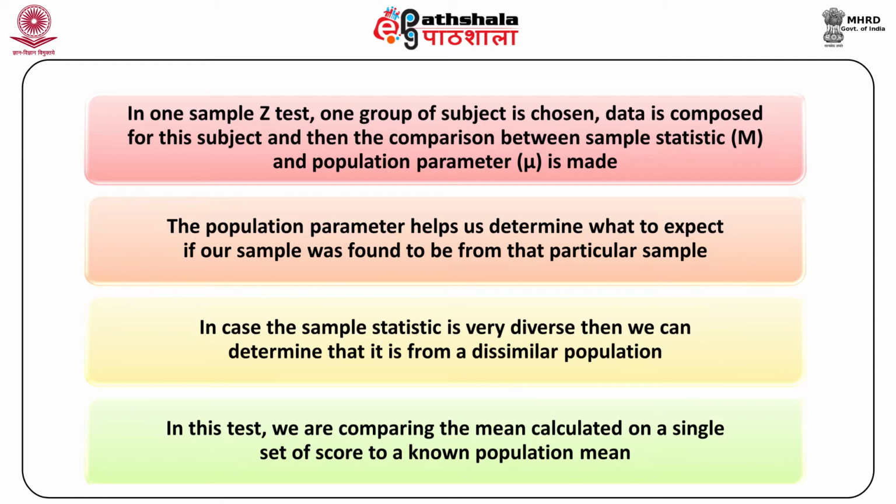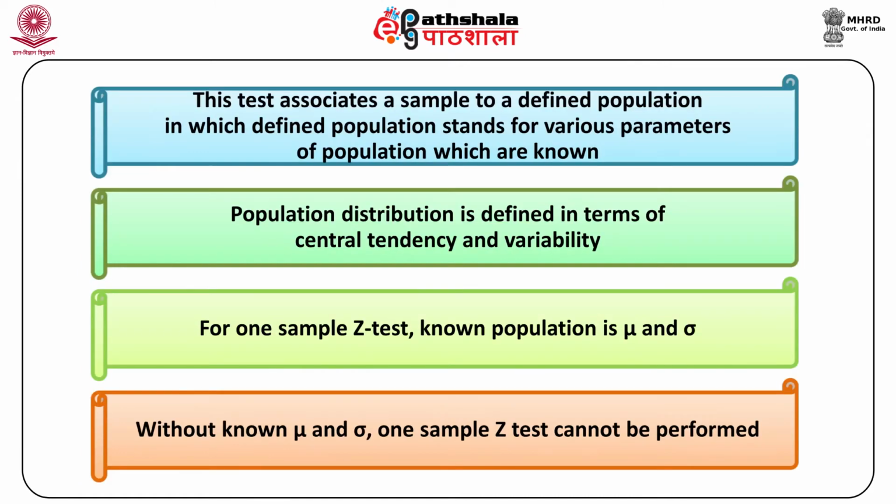In this test, we are comparing the mean calculated on a single set of scores to a known population mean. This test associates a sample to a defined population, in which the defined population stands for various known parameters of the population. Population distribution is defined in terms of central tendency and variability. For one sample z-test, the known population parameters are mu and sigma. Without mu and sigma, one sample z-test cannot be performed.